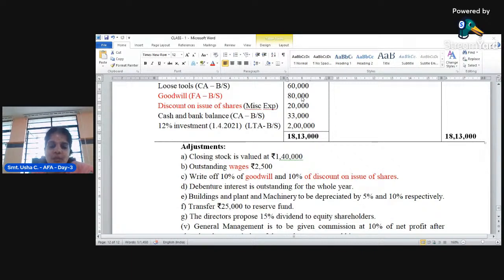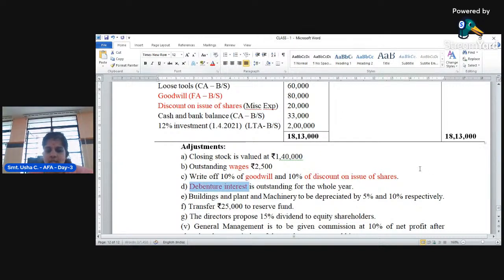Next, 10% of discount on issue of shares is to be written off. In the same manner, there is a discount on issue of shares of 20,000 that is to be charged at 10%, and the item of 20,000 is shown in miscellaneous expenses, and this adjustment must be shown twice. Being an expenditure, that 10% amount will be shown in the profit and loss account, and the same amount shown in the profit and loss statement will be deducted from the asset, the miscellaneous expenses, that is discount on issue of shares, in the balance sheet.